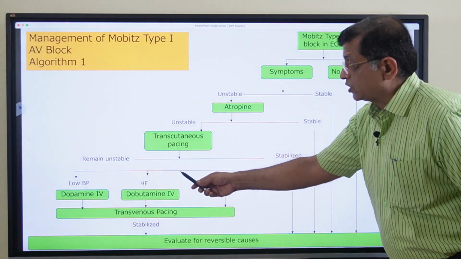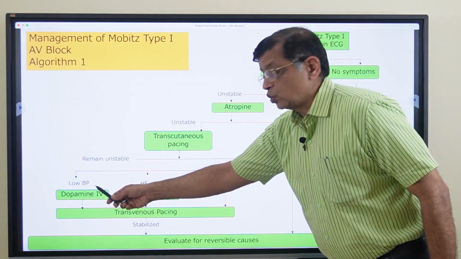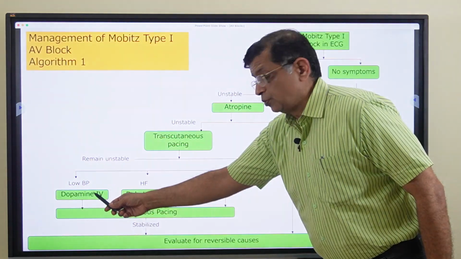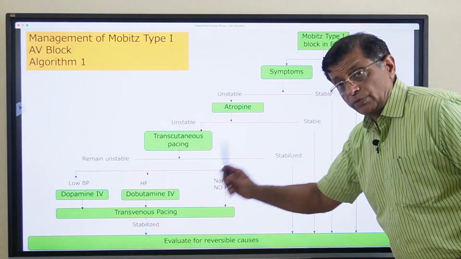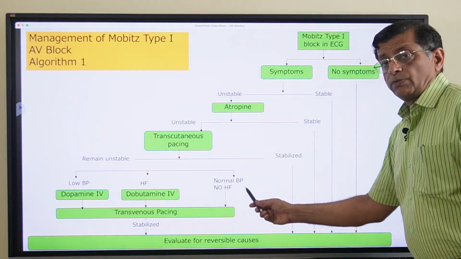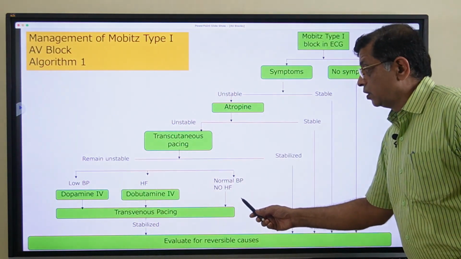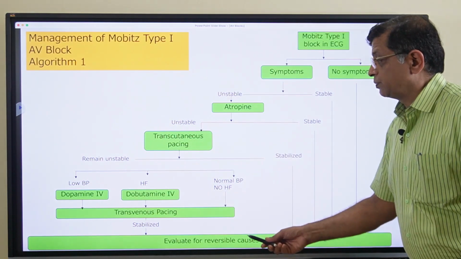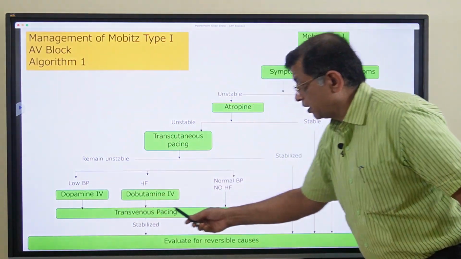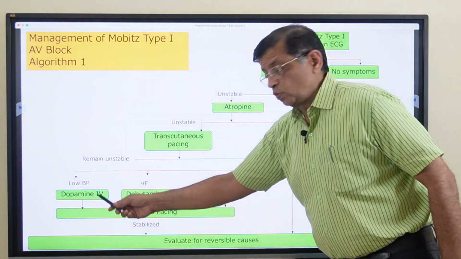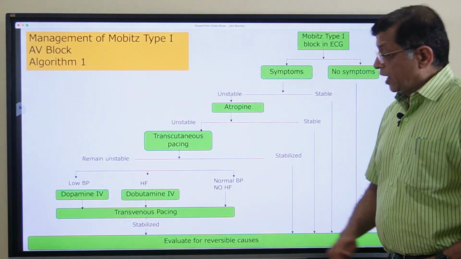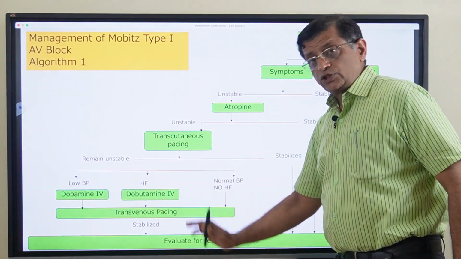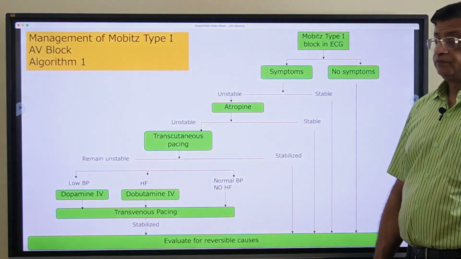If the patient remains unstable, then if the patient has low blood pressure, start dopamine infusion. If the patient is in heart failure, start dobutamine infusion. And if the BP is normal and the patient does not have heart failure, but the patient is still unstable, in all three of the conditions, if the patient does not improve with these interventions, then you require transvenous pacing. And once the patient is stabilized, then look for the reversible causes.